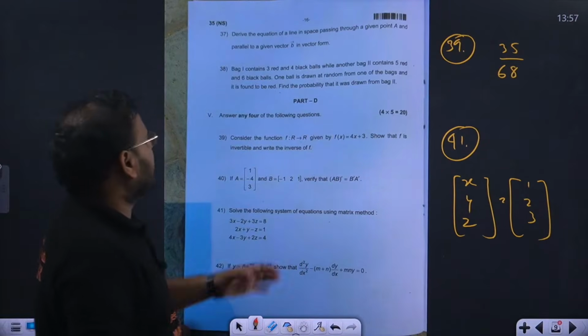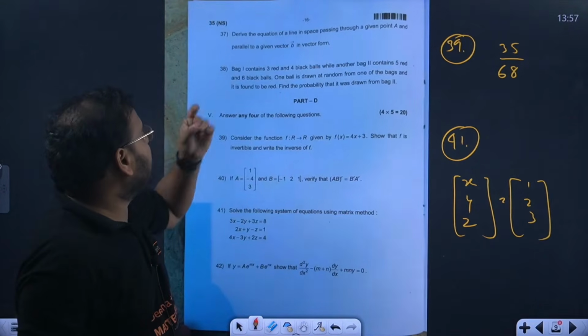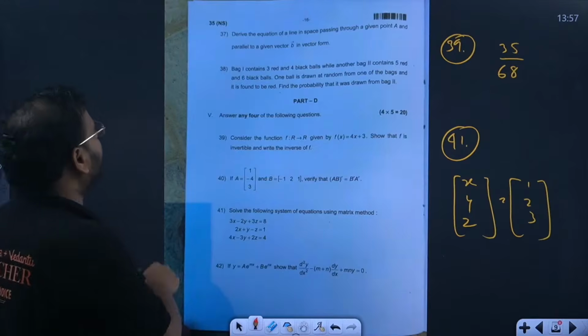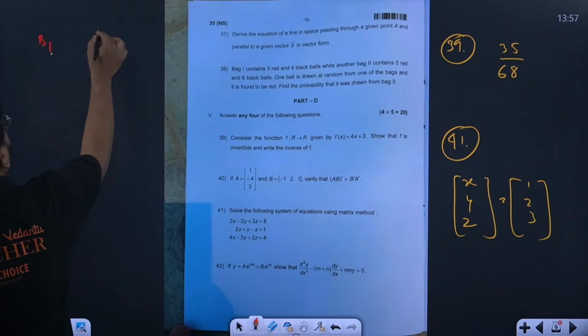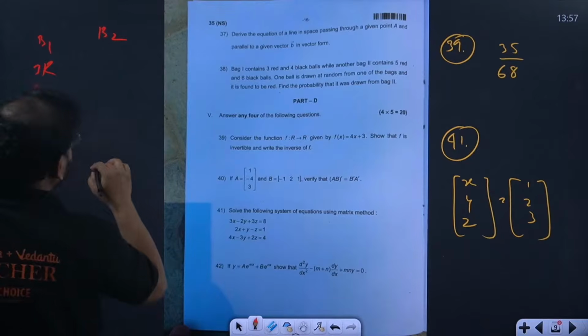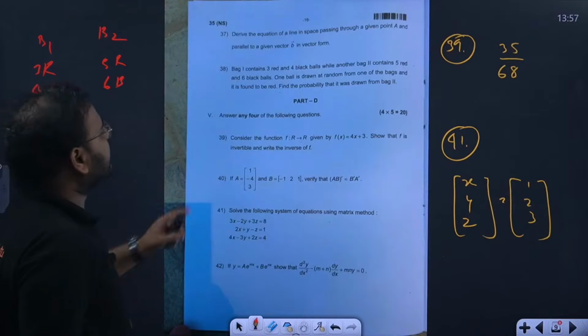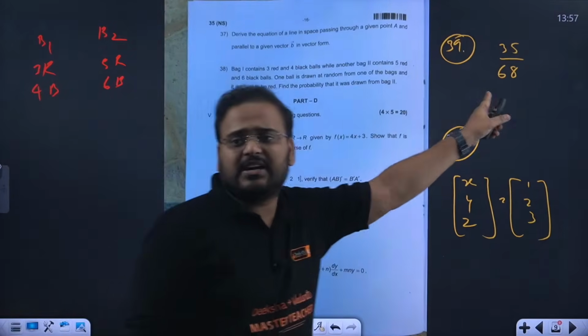39, please check. Question number 39, we have done this problem. What was this? This is the Bayes theorem simple question. It talks about bag 1 contains 3 red and 4 black balls. Bag 1 and bag 2 problem. This is 3 red and 4 black balls, and this is 5 reds and 6 black balls. This question is there, right? And if you solve it, you get the answer as 35 by 68 using Bayes theorem.